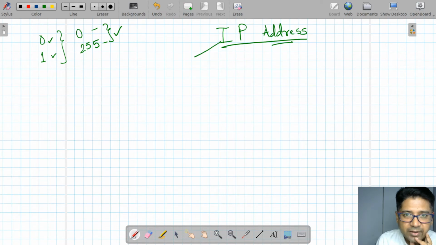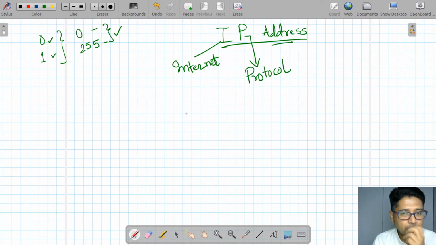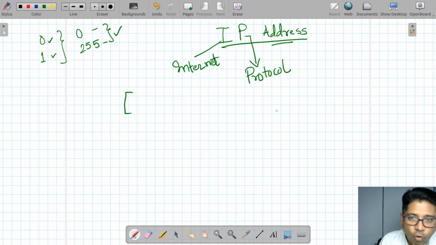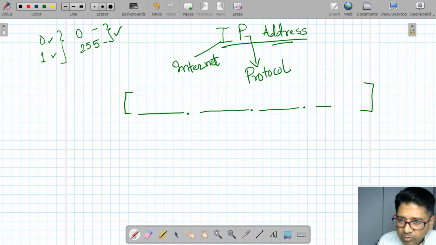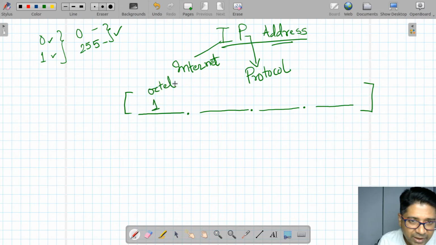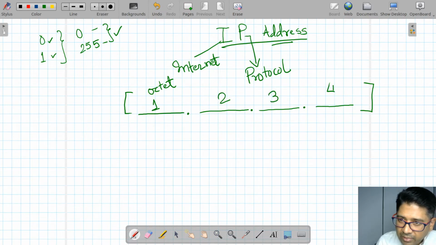So IP stands for internet and P for protocol. So internet protocol, that is called IP. So IP has 4 octets. How many octets? 4 octets. 1 dot 2 dot 3 dot 4. So the first octet. Octet means 8 bit. This is the second octet, this is the third octet, and then the fourth octet.